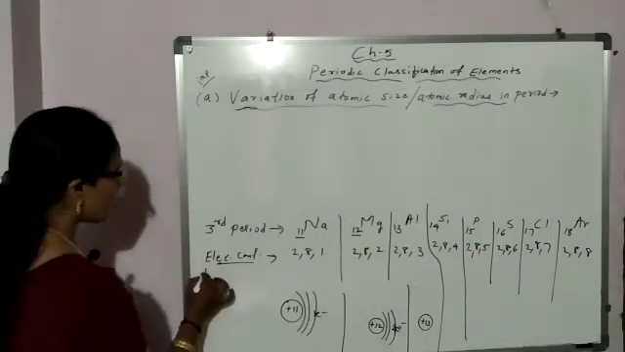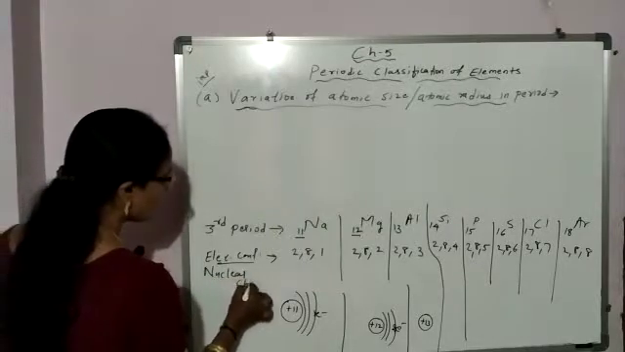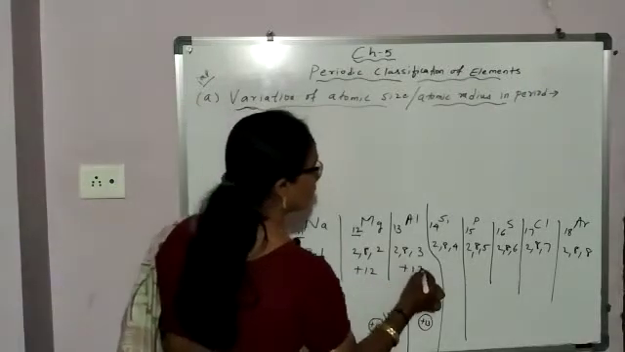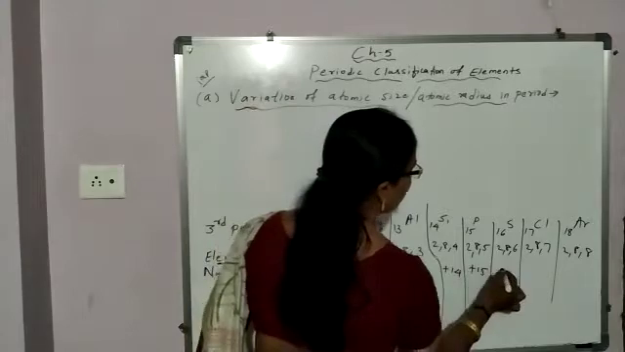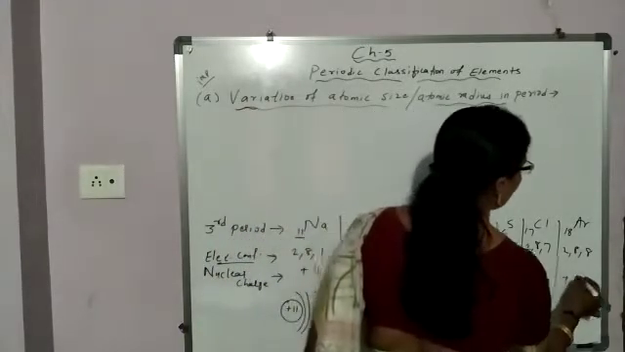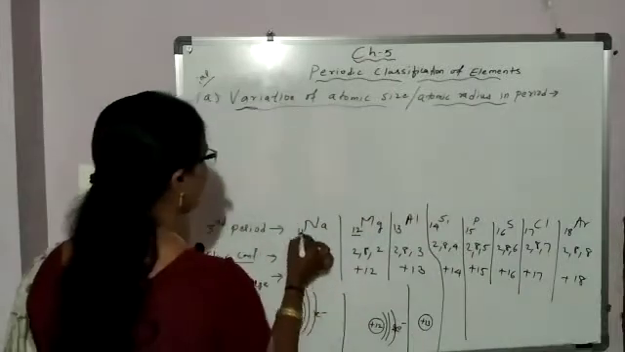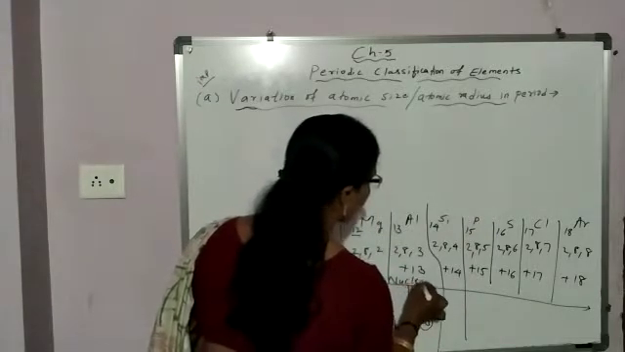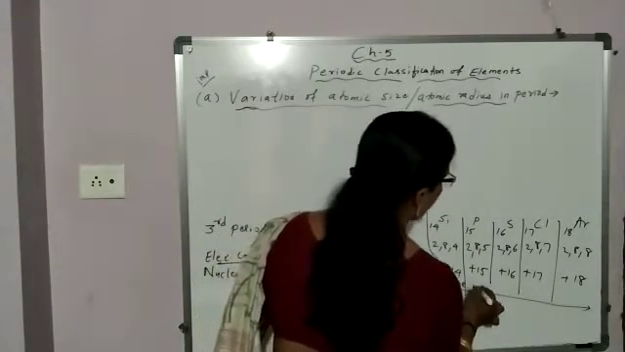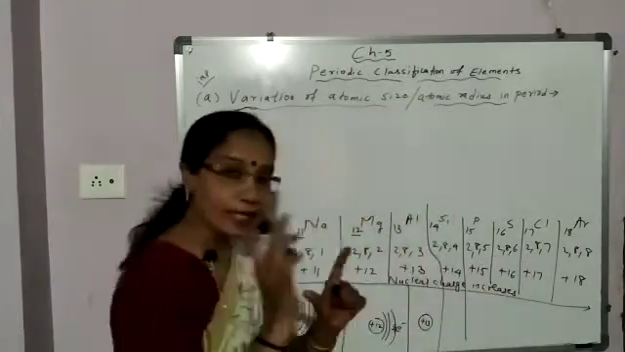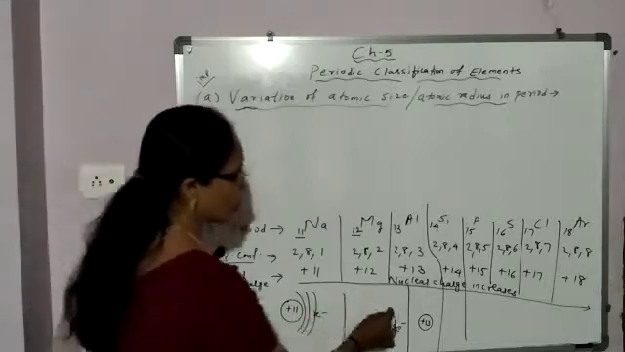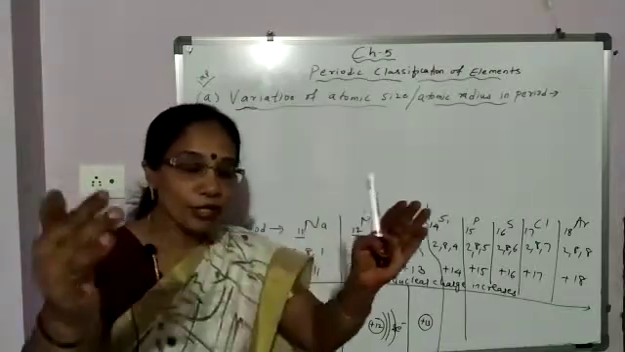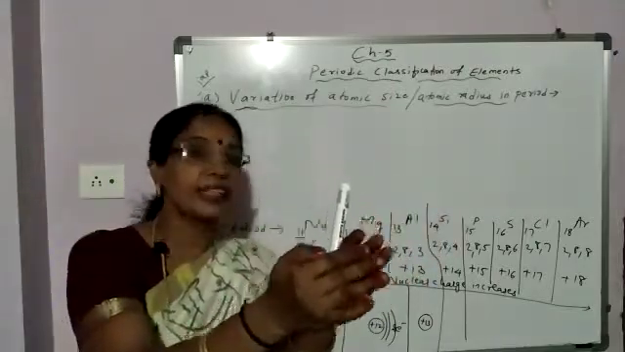And what about the nuclear charge? As you move from left to right, nuclear charge is 11, then 12, 13, 14, 15, 16, 17, 18. As you move from left to right in a period, nuclear charge goes on increasing. And as nuclear charge increases, the force of attraction between the nucleus and the electrons in the outermost shell goes on increasing. And when the force of attraction increases, the size decreases.